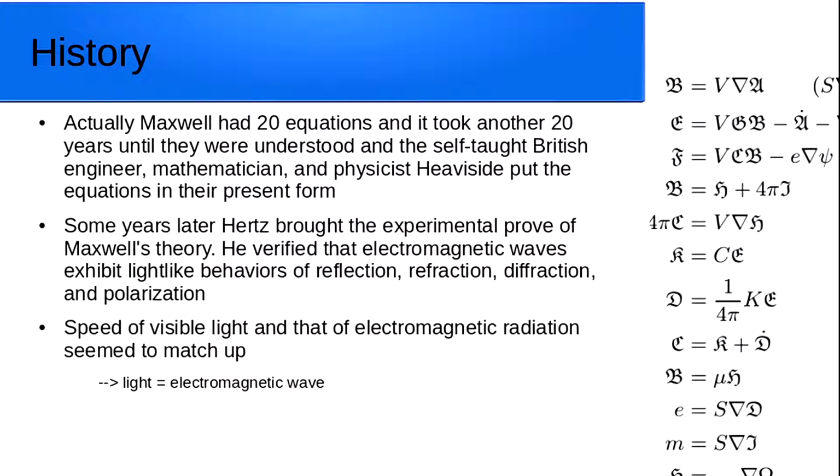Actually, Maxwell also didn't have 4 equations, but he had 20 equations. You can see some of them here on the right side. It took another 20 years until they were understood by someone else. It was this self-taught British engineer, mathematician, and physicist, Heaviside, who put the equations into their present form, these 4 equations.